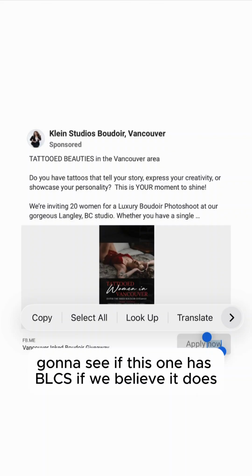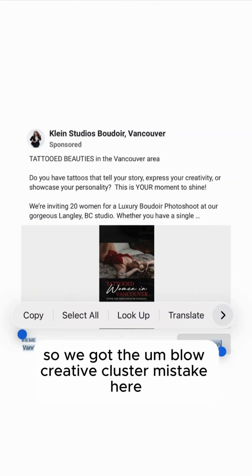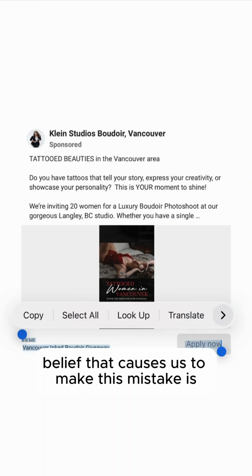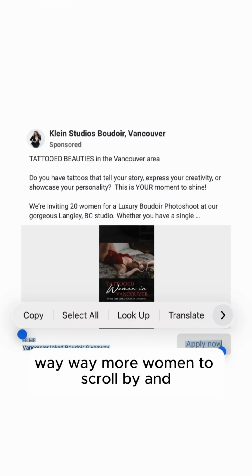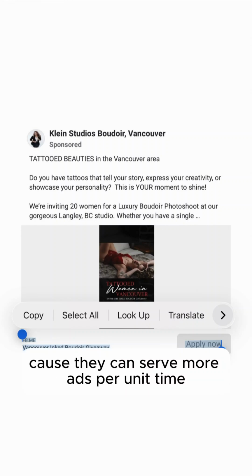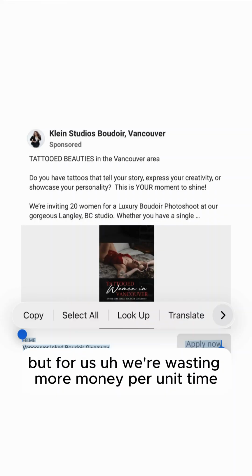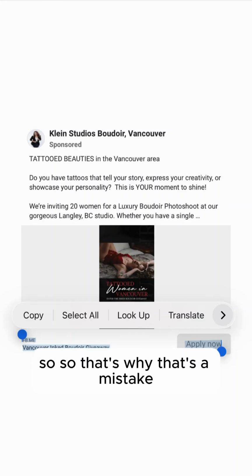So now we're coming here. Gonna see if this one has BLCS or if we believe it does. So we got the below creative cluster mistake here. The false belief that caused us to make this mistake is that we believe we should trust, we should follow what Facebook tells us to fill out. The consequence of this, though, is it causes way, way, way more women to scroll by our ad and not actually click, so our ad never gets into their brain. But Facebook likes that because it can serve more ads per unit time. But for us, we're wasting more money per unit time. We're getting less money per unit time. So that's why that's a mistake.